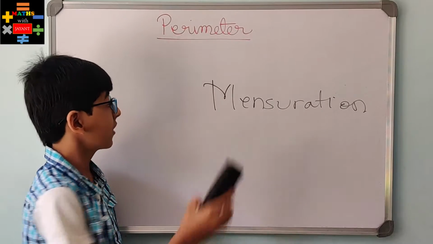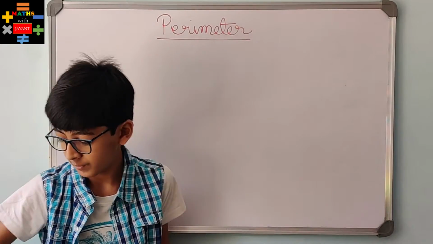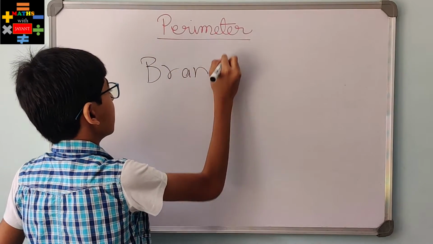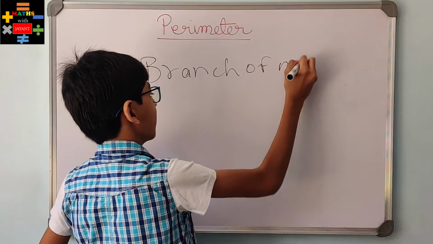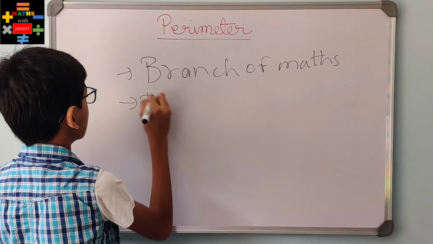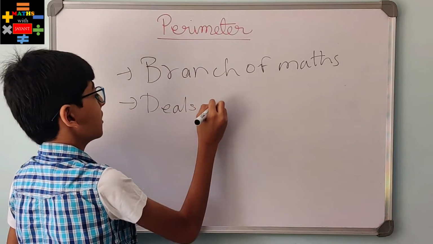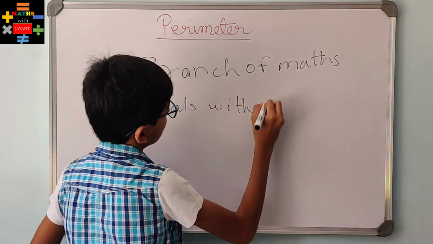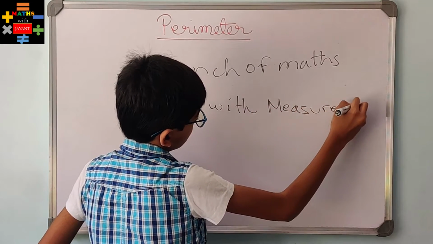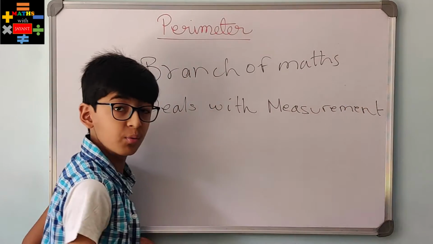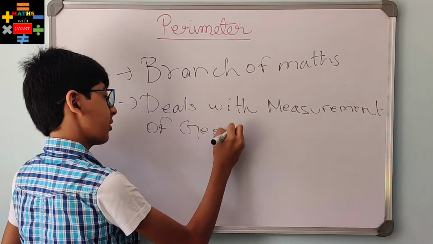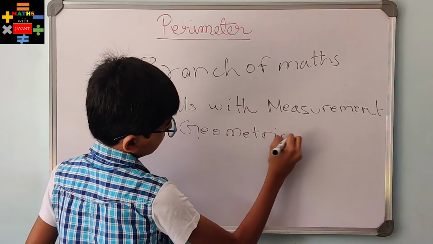So what is mensuration? Mensuration is a branch of maths that deals with measurement. So it deals with the measurement of what? Of geometrical quantities.